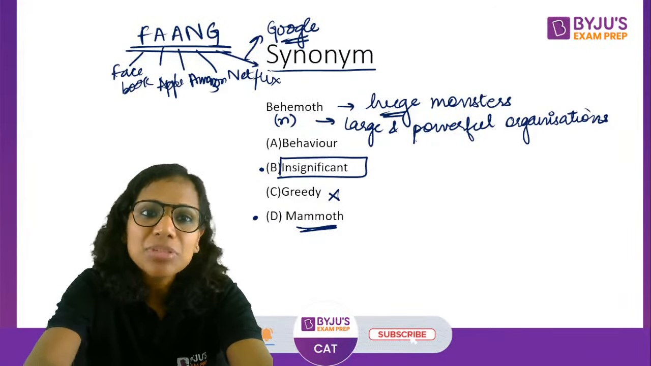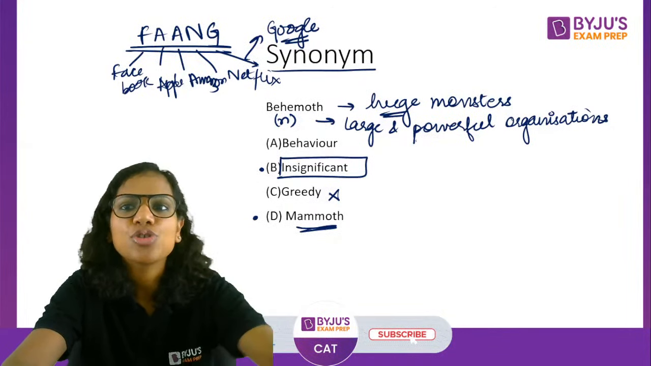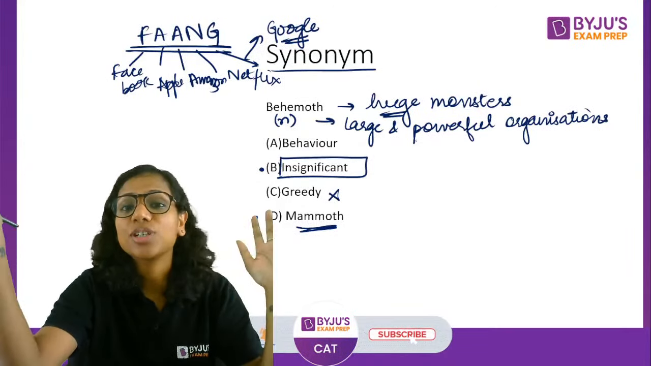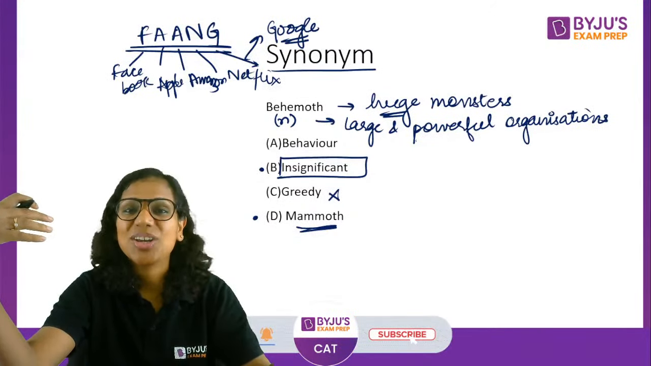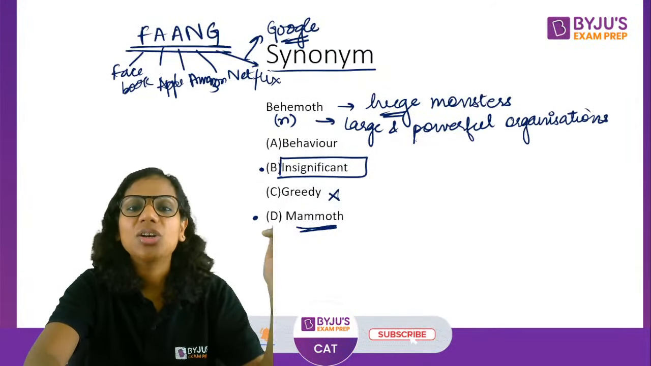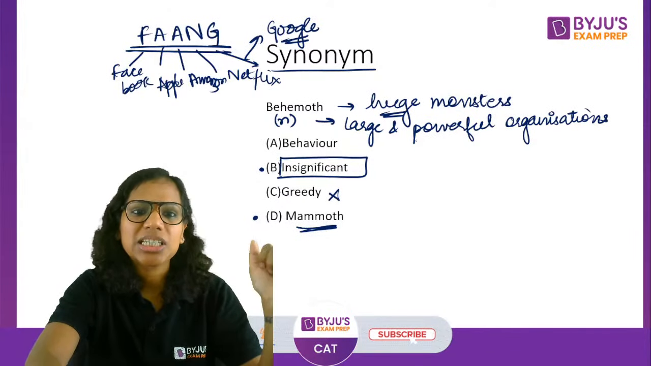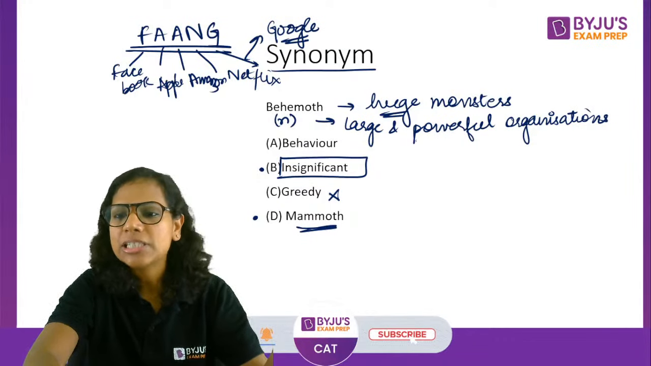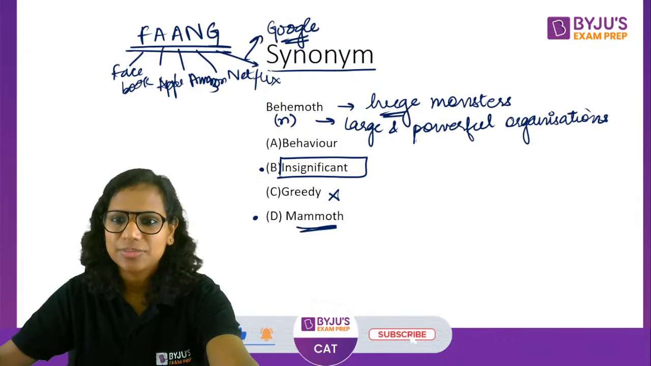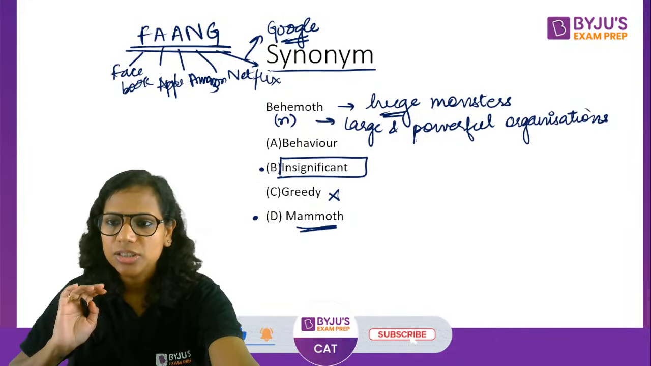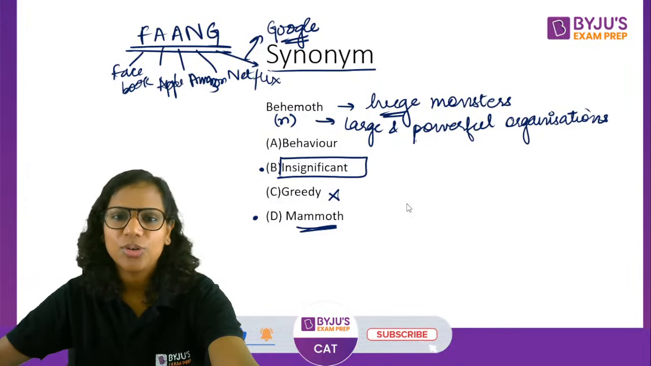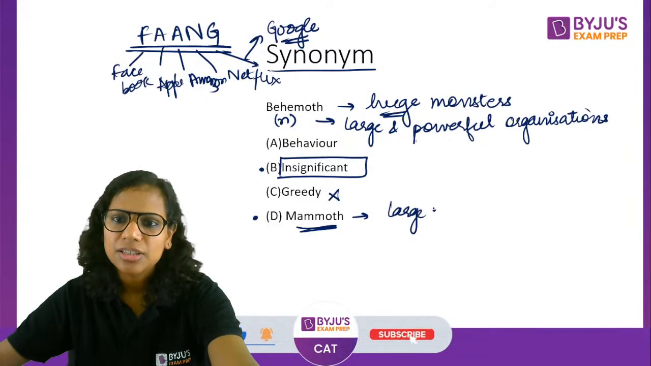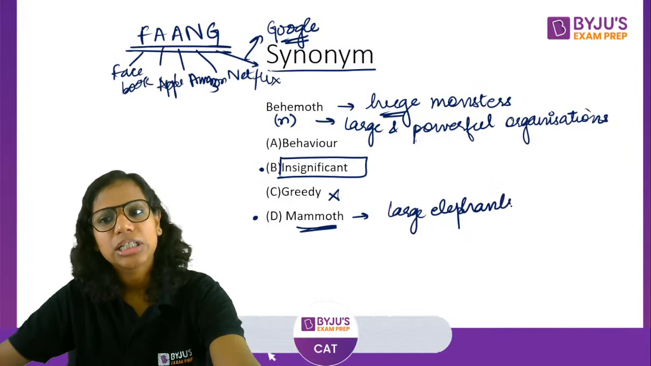Right. And mammoth is a synonym because mammoth again refers to a huge animal. In fact, mammoths were these large elephants that used to exist earlier. But then what happened? A lot of large animals were killed by human beings. Okay. So, mammoths used to be these large elephants that existed earlier.